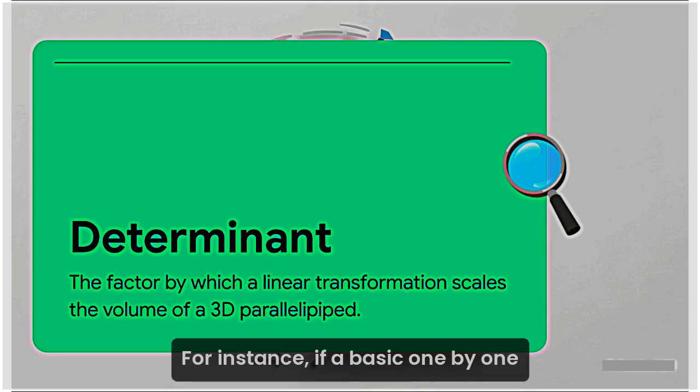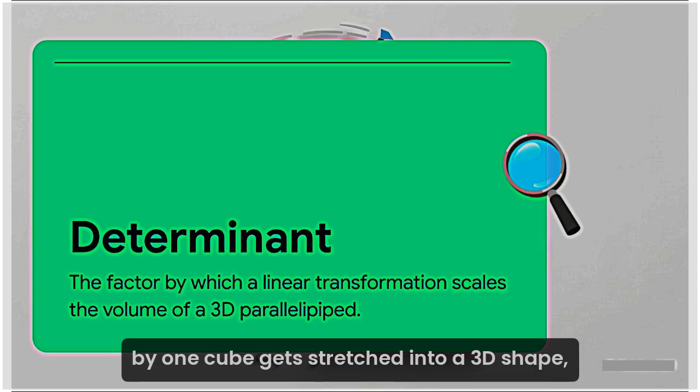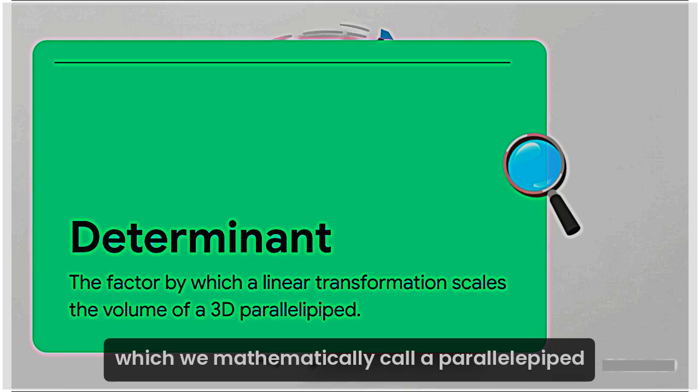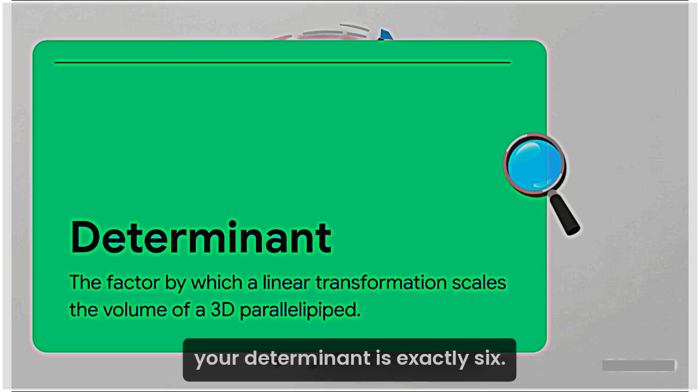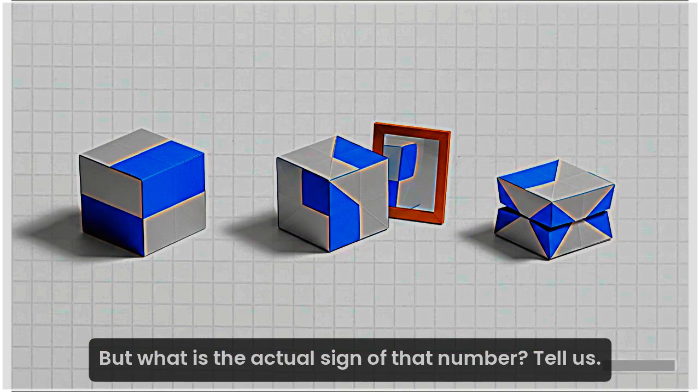For instance, if a basic 1 by 1 by 1 cube gets stretched into a 3D shape, which we mathematically call a parallelepiped, and its new volume is 6, your determinant is exactly 6. But what does the actual sign of that number tell us?